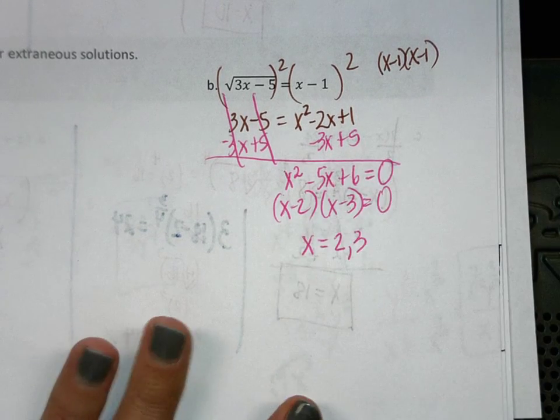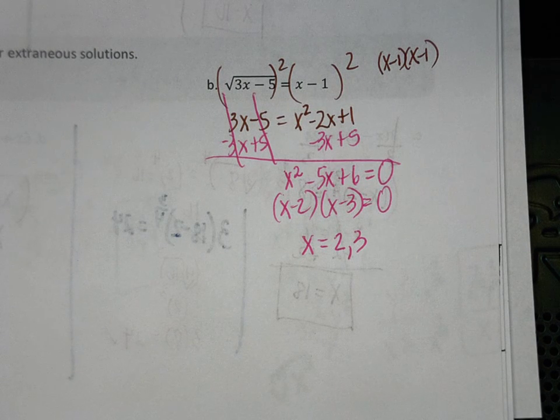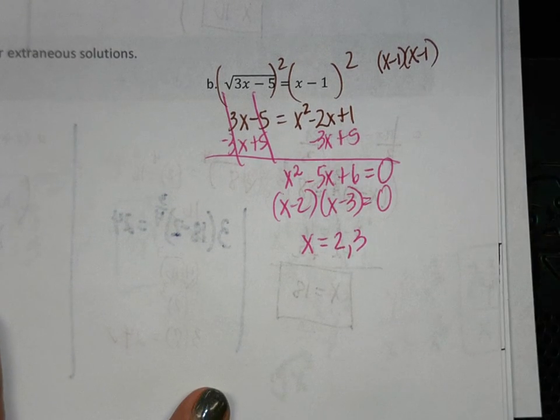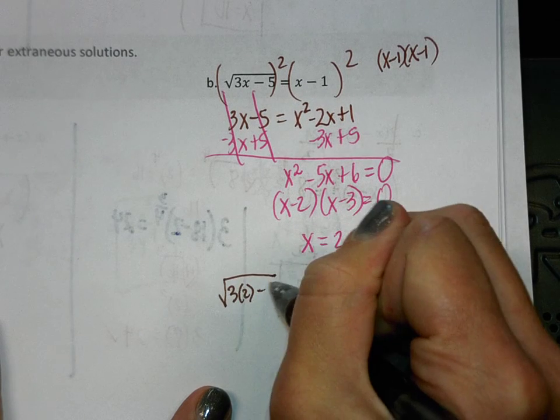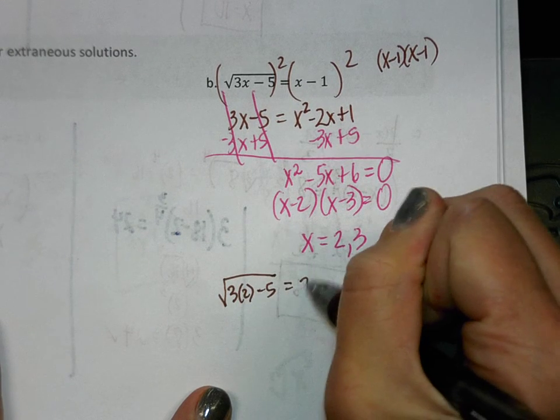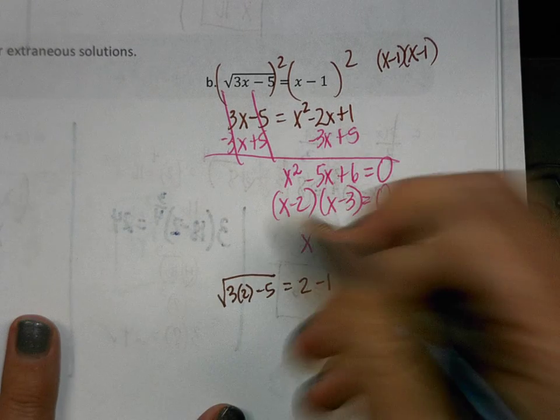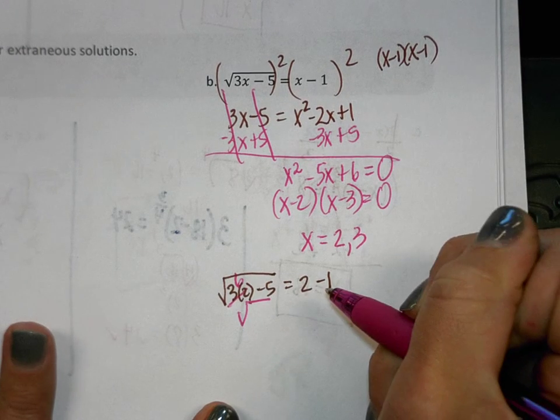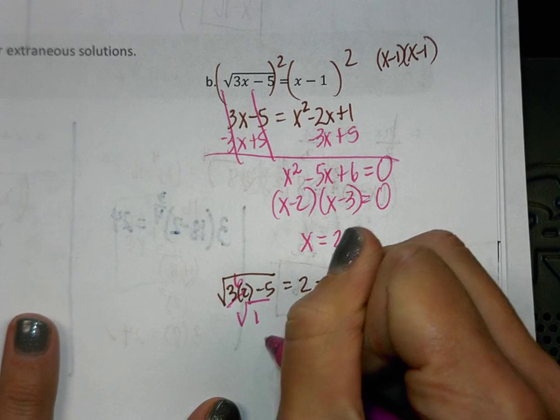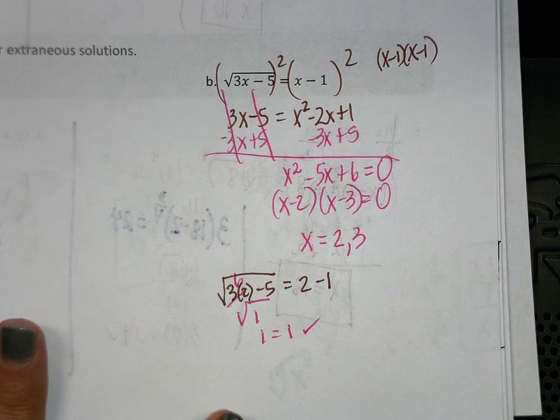Now, whenever you have two answers, you definitely want to check for extraneous solutions. Sometimes both work, sometimes one doesn't. So when I plug these back in, let's check it out. I'm going to start with 2. So the square root of 3 times 2 minus 5 equals 2 minus 1. What is 3 times 2? 6. And so I have 6 minus 5, which is the square root of 1, which is 1. Does 1 equal 1? Yes. So 2 worked.